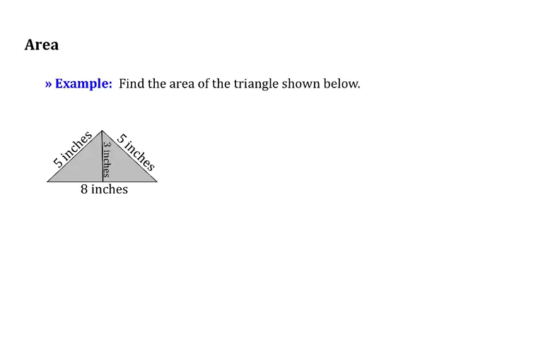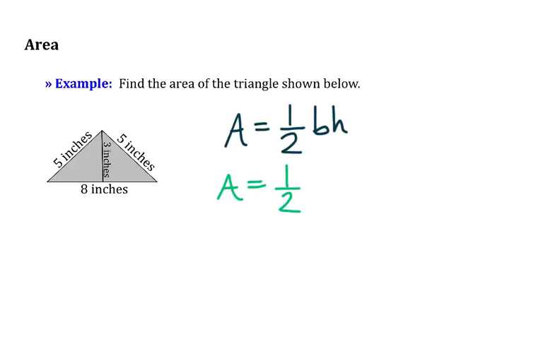Now, when we have a triangle, in general, our formula again is half of base times height. So it's basically like saying half of a rectangle. So in our case here, we have a base value, which is going to be 8 inches. So we'll be using 8 for the base. And the height is given as 3 inches.